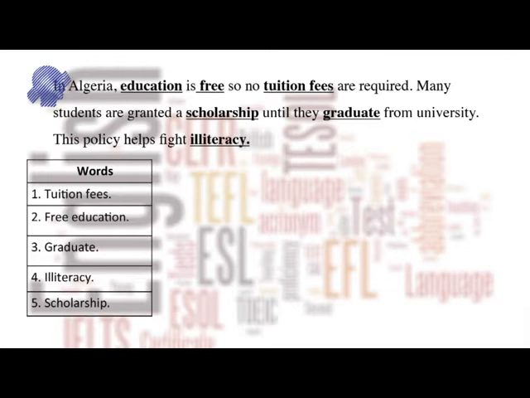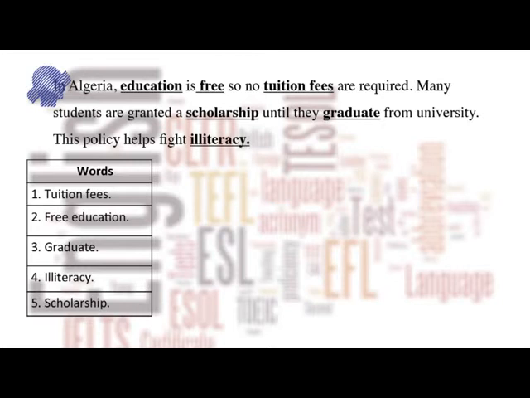Tuition fees, free education, graduate, illiteracy, and scholarship. As usual, you have to pay attention to the category of words we have. Let's see what kind of words we have. Tuition fees is a noun in the plural. Free education, a noun in the singular. It's a compound noun here. Graduate is a verb. Illiteracy, a noun. And scholarship, also a noun in the singular.